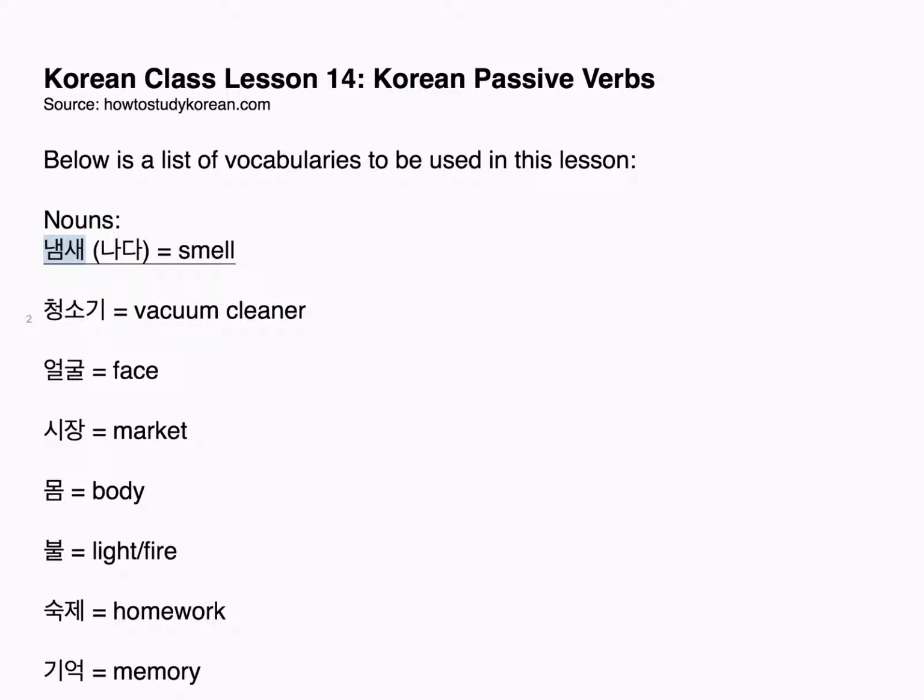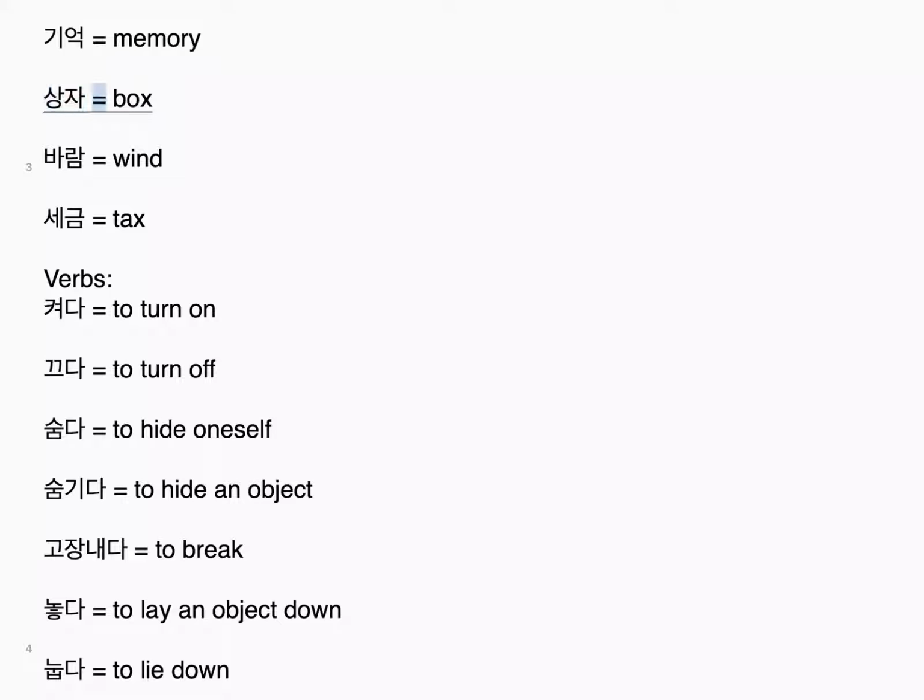Nouns: 냄새, smell. 청소기, vacuum cleaner. 얼굴, face. 시장, market. 몸, body. 불, light, fire. 숙제 equals homework. 기억 equals memory. 상자 equals box. 바람 equals wind. 세금 equals tax. Verbs: 켜다, to turn on. 끄다, to turn off.